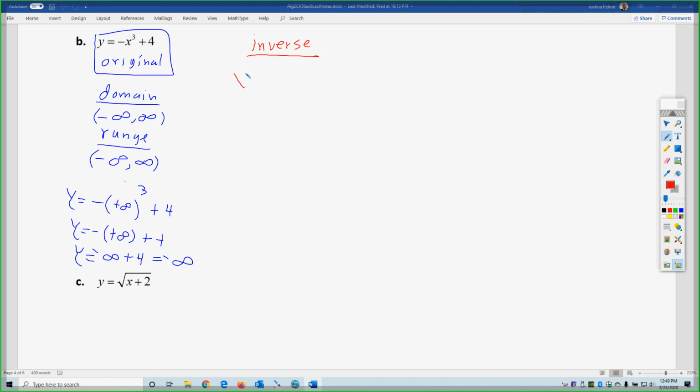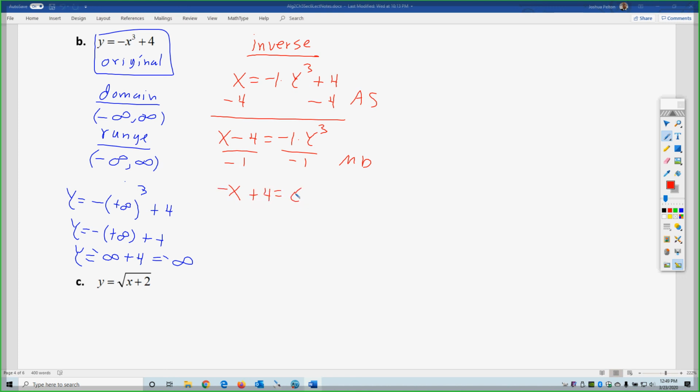Okay, so x equals negative 1 times y cubed plus 4. Switch the variables. Add subtract step. So x minus 4 equals negative 1y cubed. Multiply, divide. We'll divide by negative 1. So negative x plus 4 equals y cubed. Exponent radical, so we'll cube root.